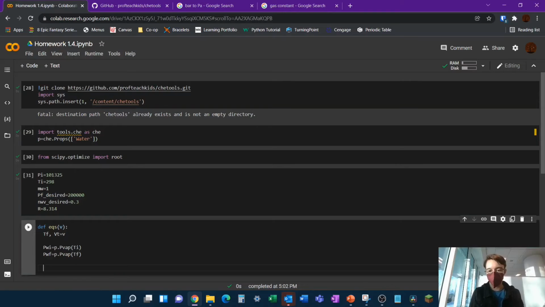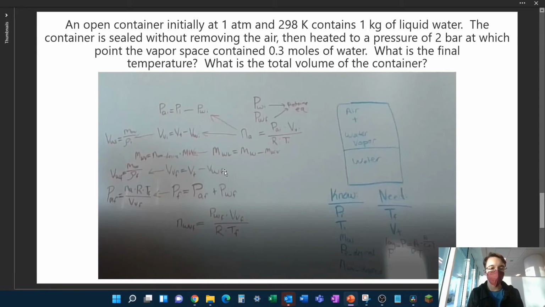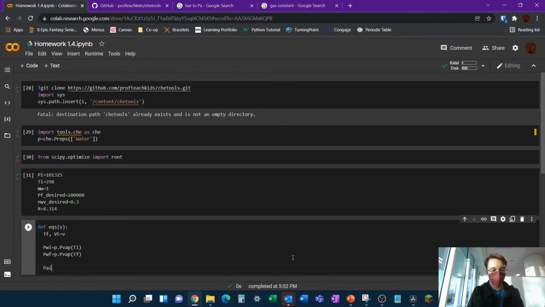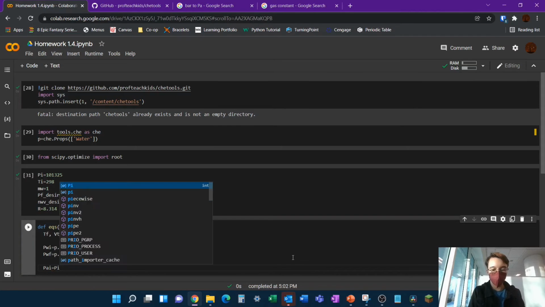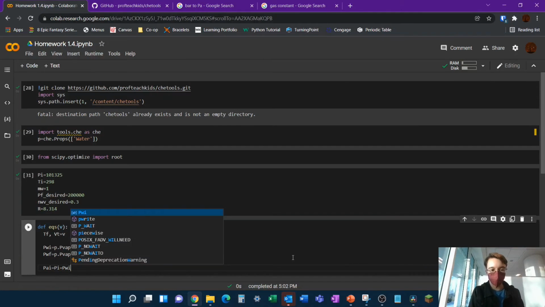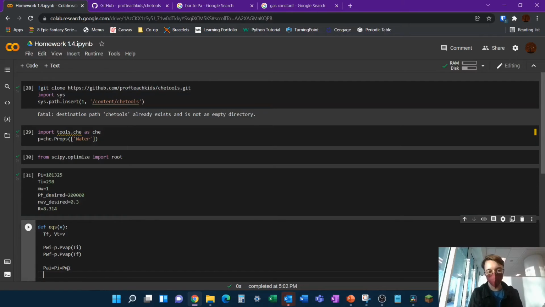Alright, so what do we have next? For the next equation, we're going to start left to right again, so let's start with this one up here. The pressure of the air initial is equal to the total pressure initial minus the pressure of the water initial. So the pressure of the air initial is equal to the pressure initial minus the pressure of water initial. We've already defined the pressure of water initial up here, so Python won't have any problem plugging the value it gets up here into the value from down here. And then this pressure initial we defined all the way up here.